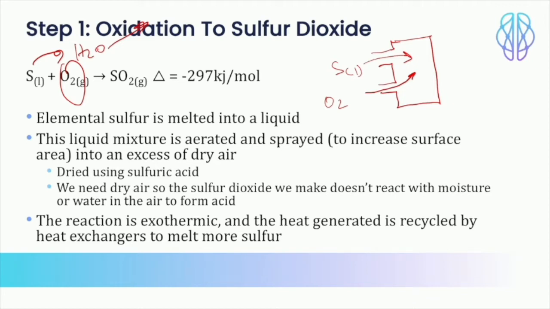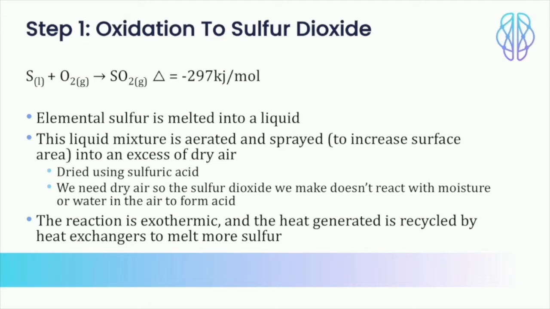We want as much as possible of that sulfur liquid forming sulfur dioxide. That's what we want in the contact process. We don't want any of it reacting with water in the air. So how do we solve this problem? We use dry air, which is basically air that's been dried using sulfuric acid. You don't really need to know how it's been dried, just know that it has been dried with concentrated sulfuric acid. So the net result of this is our sulfur liquid mist reacting with the oxygen in our dry air to give us sulfur dioxide, and this is an exothermic reaction with an enthalpy of minus 297 kilojoules per mole.